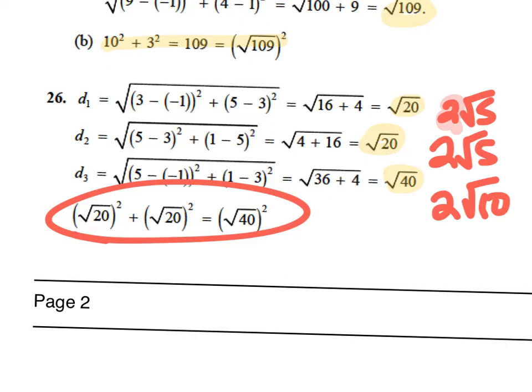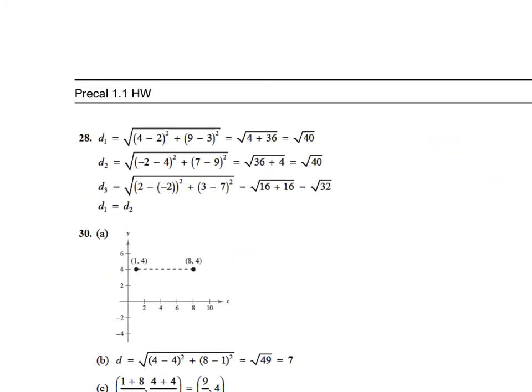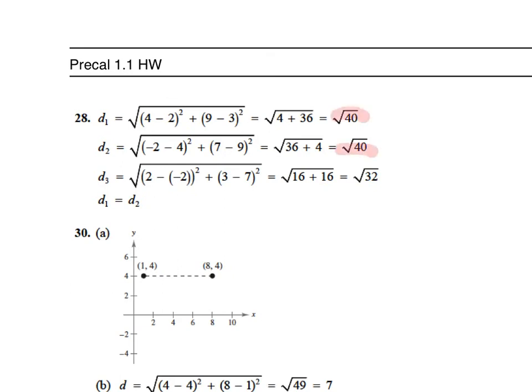But I'm pretty sure your quiz is going to say, find the length of each side, so those should be simplified, and then use them to prove. 28, root 40, root 32. So you were showing that these two were the same.